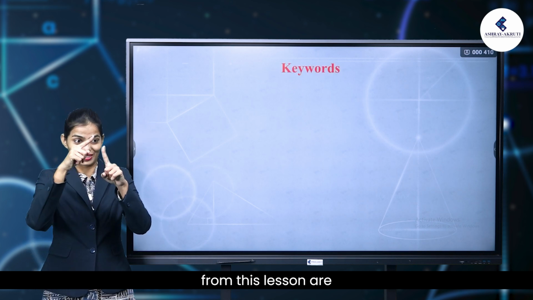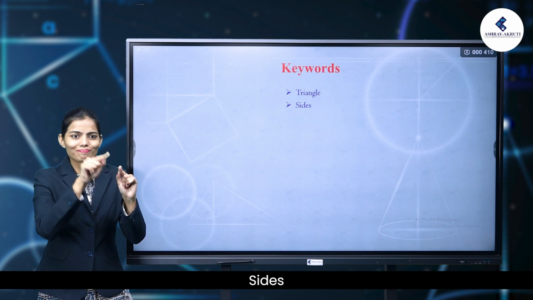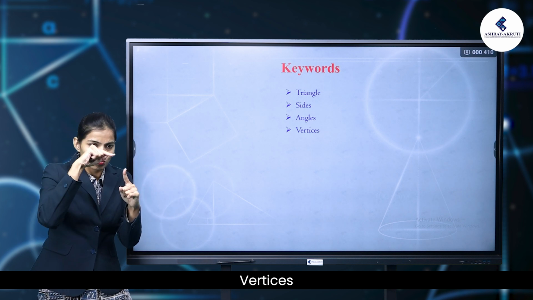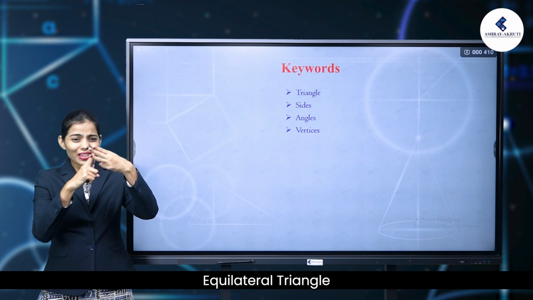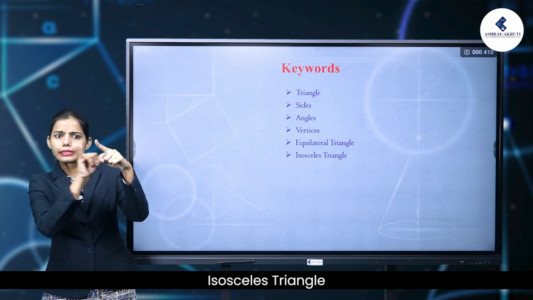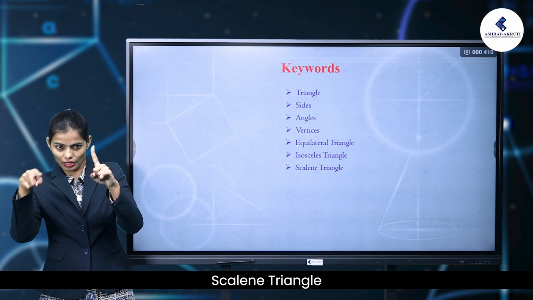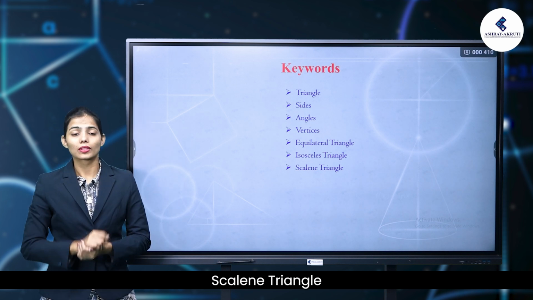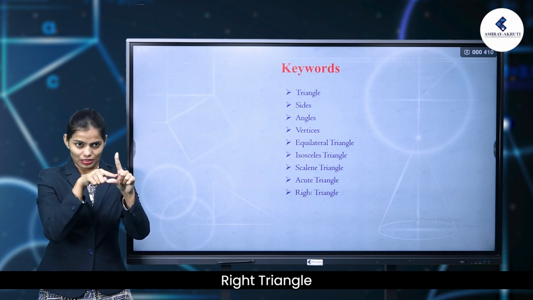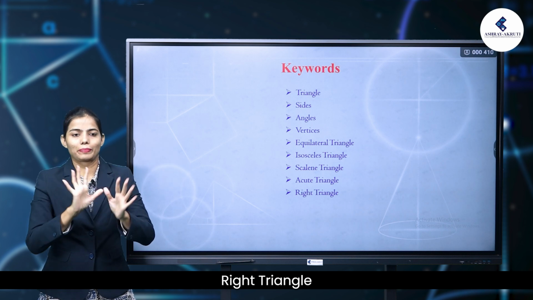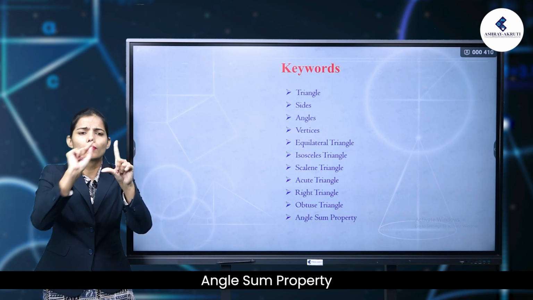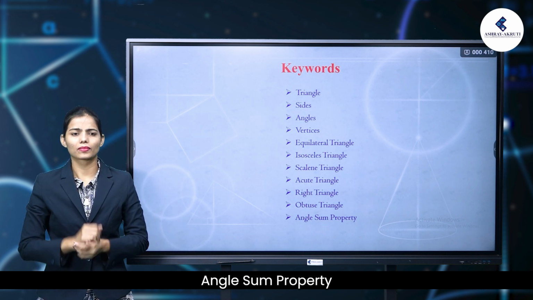Keywords from this lesson are triangle, sides, angles, vertices, equilateral triangle, isosceles triangle, scalene triangle, acute triangle, right triangle, obtuse triangle, angle sum property, triangle properties.